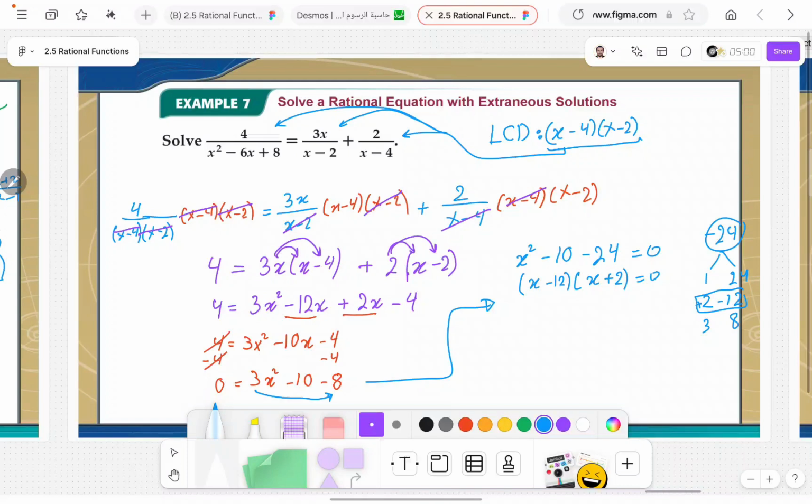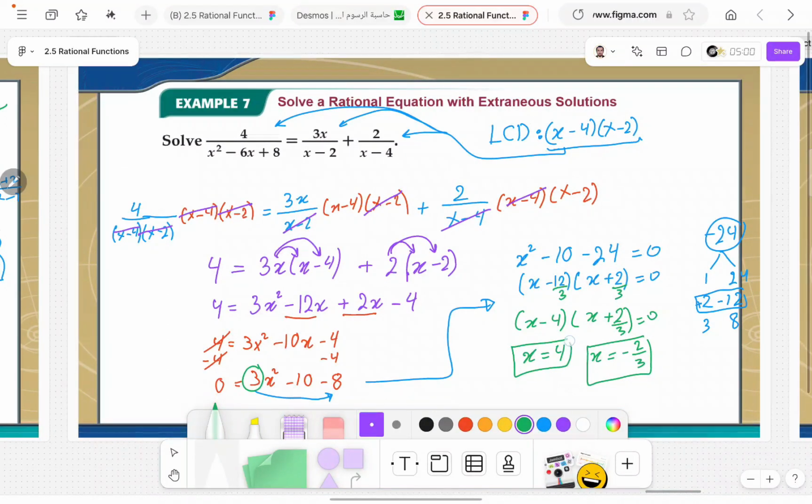Now after I find the factors, don't forget to divide by the number that we multiplied. All the students always forget this. Divide by 3, divide by 3, so x minus 4 and x plus 2 over 3 equals 0. So the first x is equal to 4, the second x is equal to negative 2 over 3.